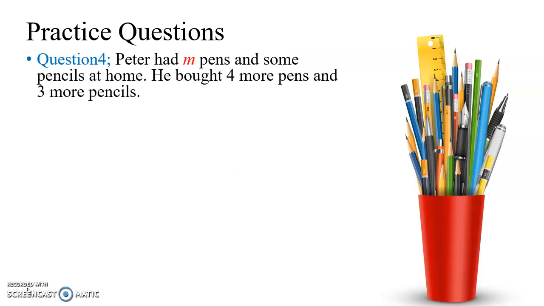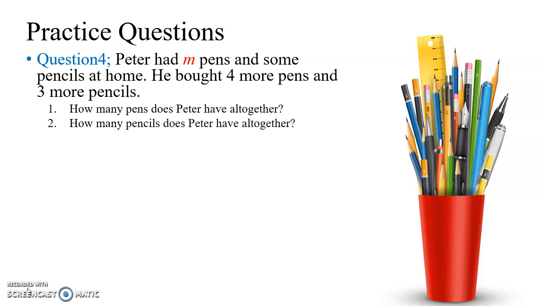Let's look at another question. Peter had M pens and some pencils at home. He bought 4 more pens and 3 more pencils. How many pens does Peter have altogether? To get the total number of pens that Peter has, you will look at the number of pens that he had initially plus the number of pens that he bought afterwards. Then how many pencils does Peter have altogether? You will follow the same procedure. And then finally, how many pens and pencils does Peter have altogether?